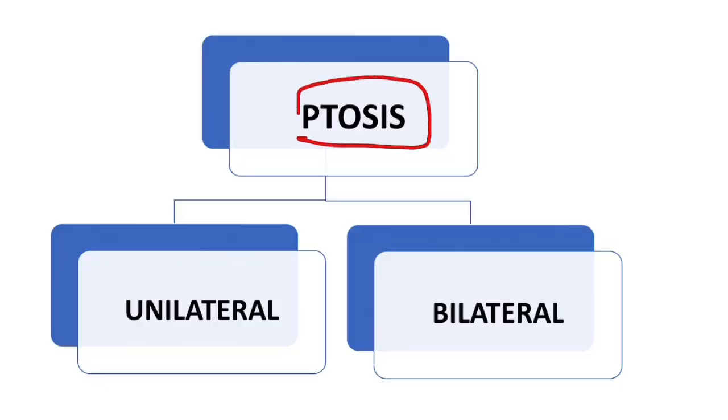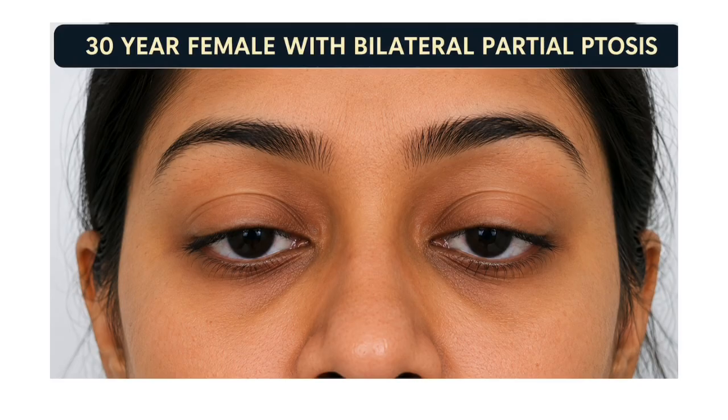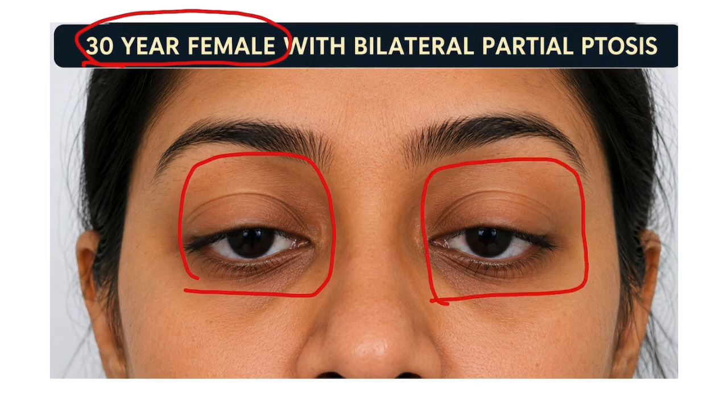Once you find a patient having ptosis, the next step is to look whether it is unilateral ptosis or bilateral ptosis. So here is a picture of a patient, a 30-year-old female, and if you notice, the patient has ptosis in both the eyes. The pupil is not fully visible. So the patient has partial bilateral ptosis.